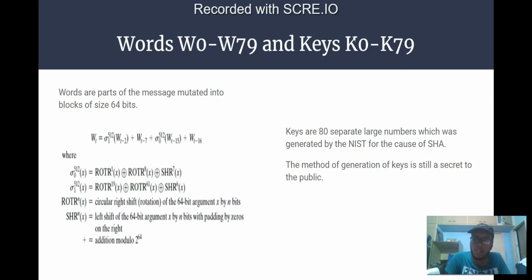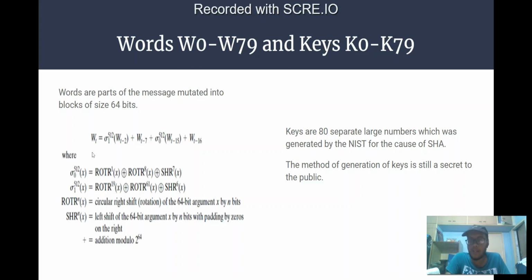Now, words W0 to W79 and keys K0 to K79. Words are parts of the message, divided into blocks of size 64 bits each. Let us take an example. As the message is 1024 bits, if you divide 1024 by 64, you get 16. So the first 16 words are just the 16 parts of the message itself. So W0 to W15 are the parts of the message. Then after W15, you follow a formula.